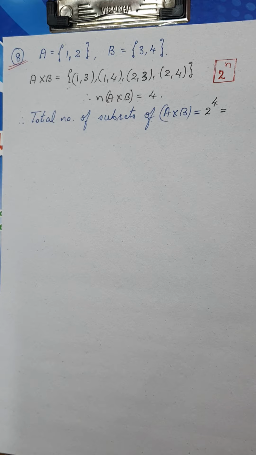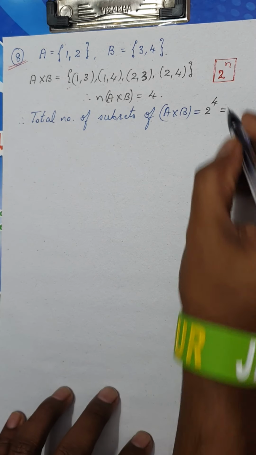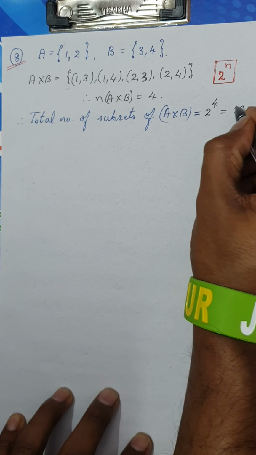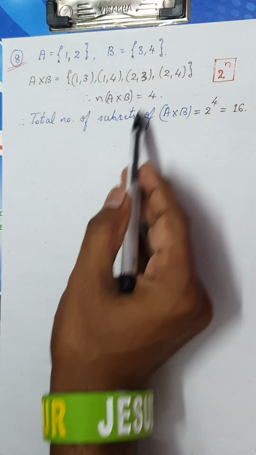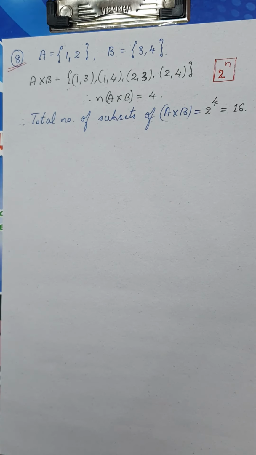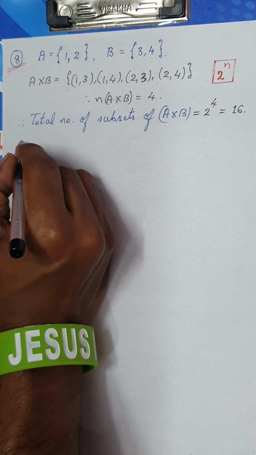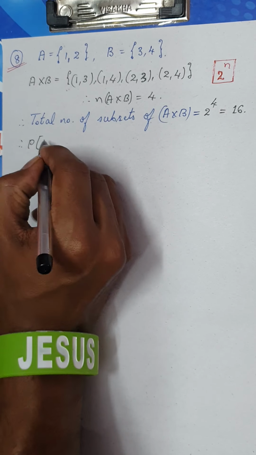This is 16. I've taken it down, 16. Now you have to list all the subsets of A cross B. So how can we list it? We can say, therefore, P of A cross B.